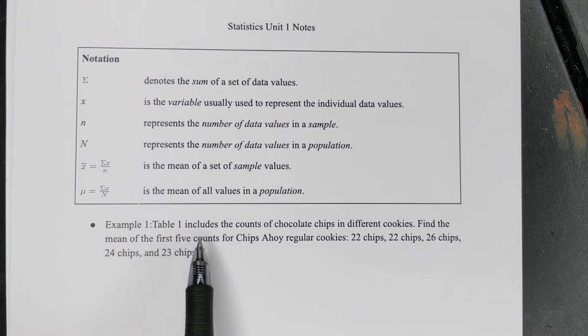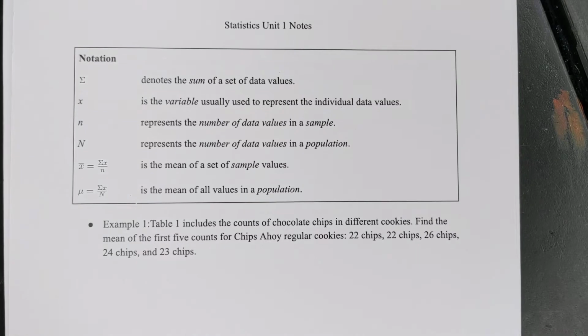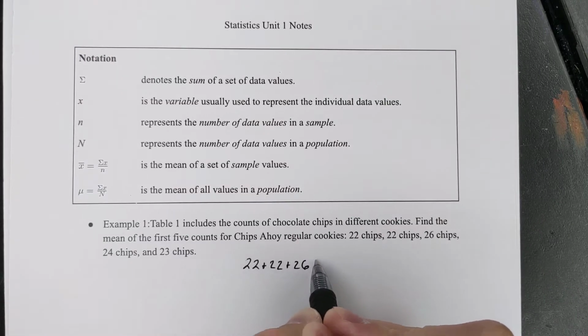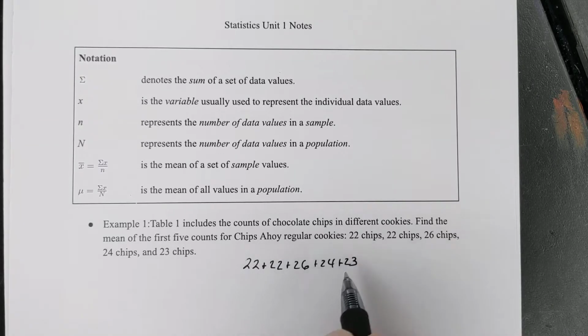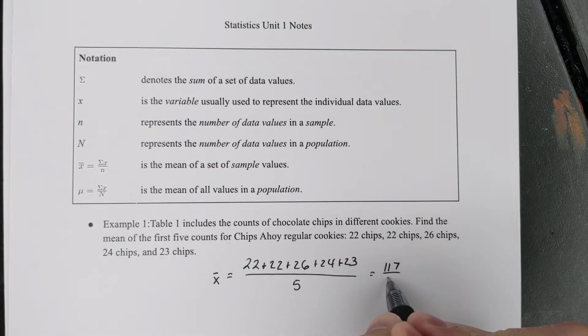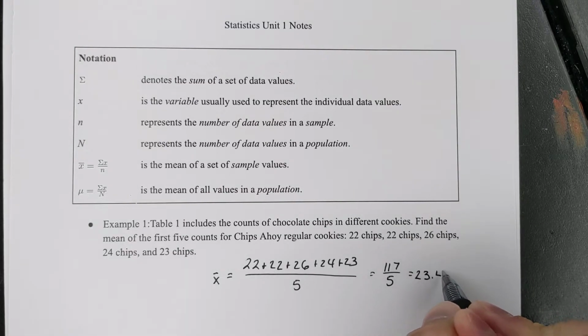Example 1, referring to the table at the beginning: find the mean of the first 5 counts for Chips Ahoy regular cookies. To find the mean, we add all of our numbers up, and then we divide by however many numbers we have. Since this is a sample, this would be x bar. Let me grab our handy dandy calculator: 22 plus 22 plus 26 plus 24 plus 23. So we get 117 on top, and we divide by 5. We get 23.4 on average chips per cookie.